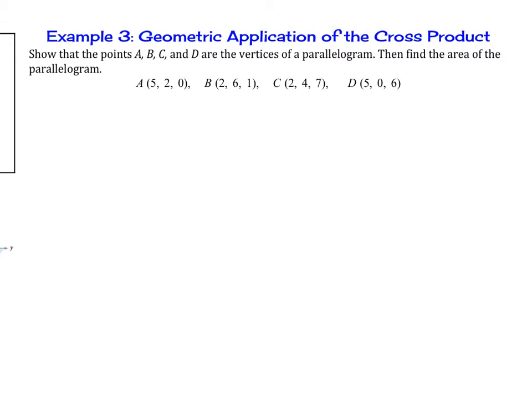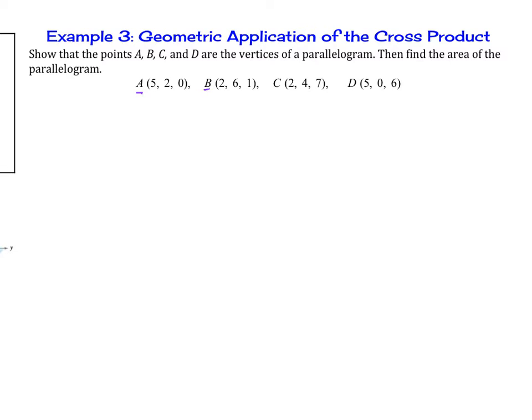Example 3, we're going to take a geometric application of the cross product. We're going to show that the points A, B, C, and D are vertices of a parallelogram. Then we're going to find the area of the parallelogram. So one way to do this is first, let's look at the vectors.